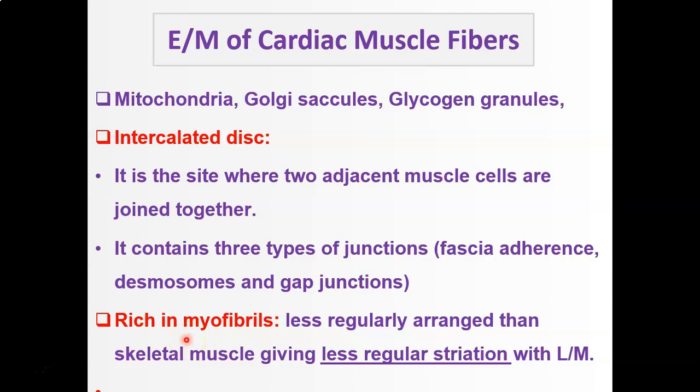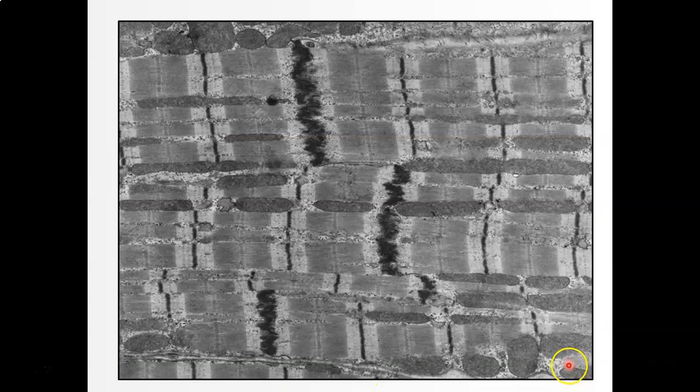This is the cardiac muscle fibers. But the myofibrils here are irregularly arranged compared to skeletal muscle, giving less regular striations by light microscope. Look at the electron microscopic examination. Here is the arrangement. You will find numerous mitochondria encroaching on the striations of the myofibrils.